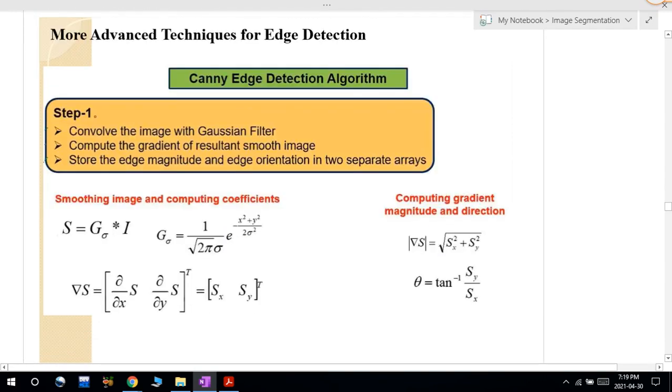Step 1 has two things. One is applying the Gaussian filter, and after applying the Gaussian filter, I will find the gradient of the resulting smooth image. Whenever I apply the Gaussian filter, the image becomes smooth. After this, I will find the gradient. Whenever I apply the gradient operator or gradient filter, I get the magnitude and the orientation. These two values we have seen in the first order derivative.